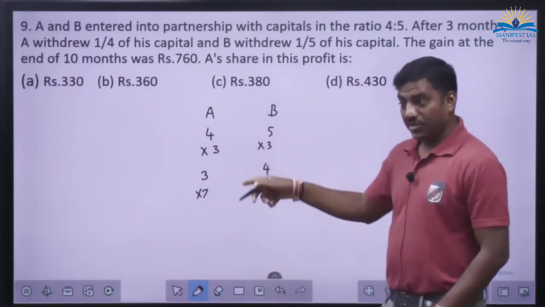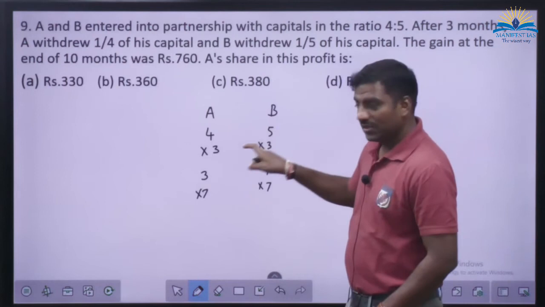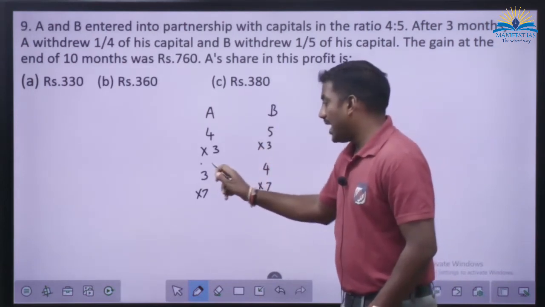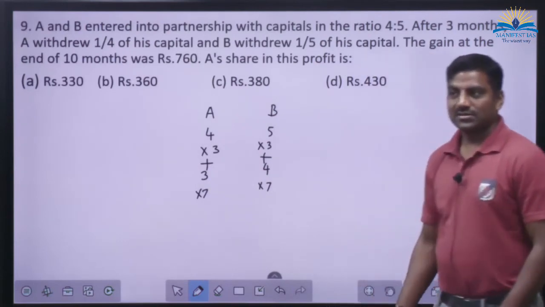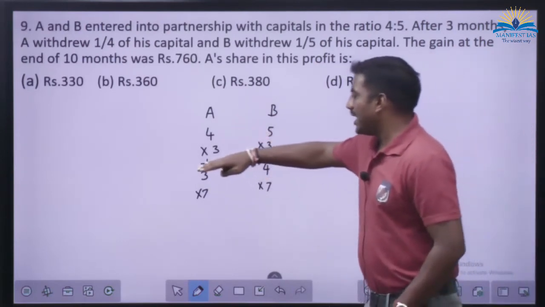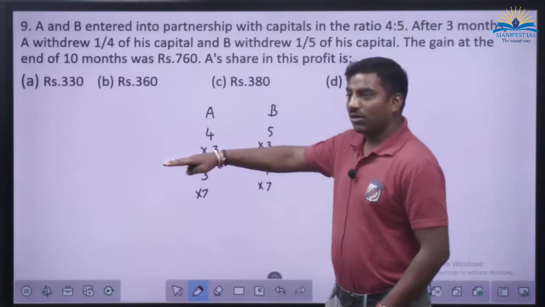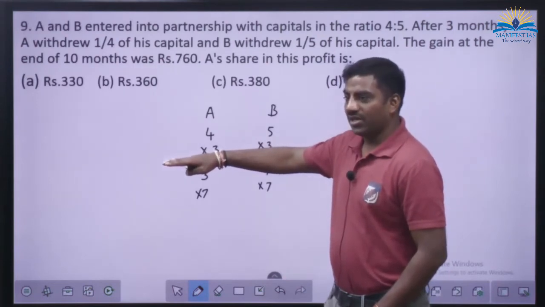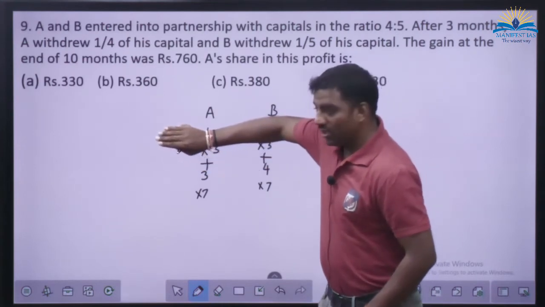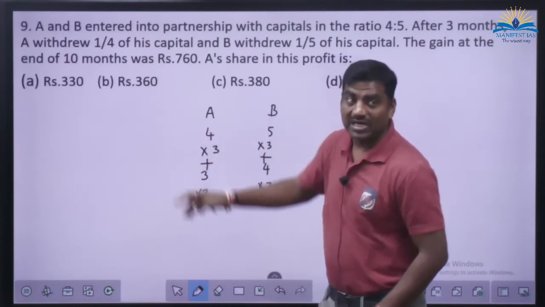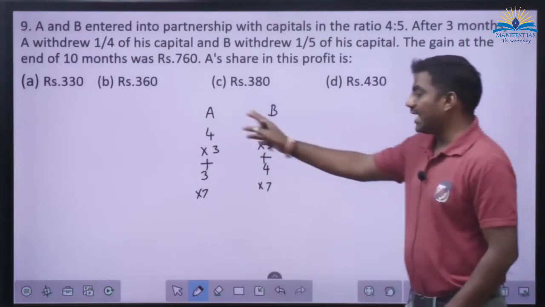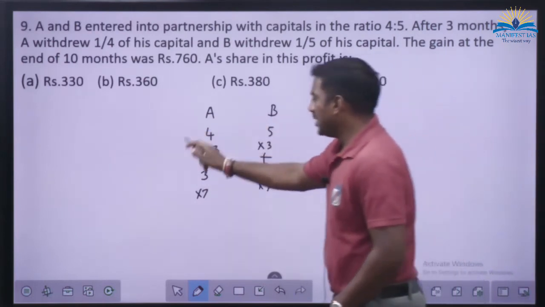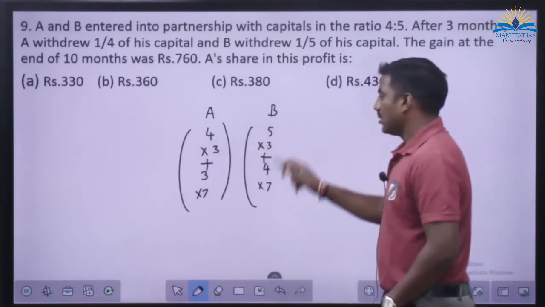You cannot cancel here because this is for 3 months and this is for 7 months. You have to add both the things, then only you can cancel. If we had taken only the calculation up to here and shared the profit, then we would have cancelled. Only if you had taken only 7 months, then we would have cancelled. But we are combining the whole 10 months' profit, no? So we cannot cancel here. We have to make the sum of all these.